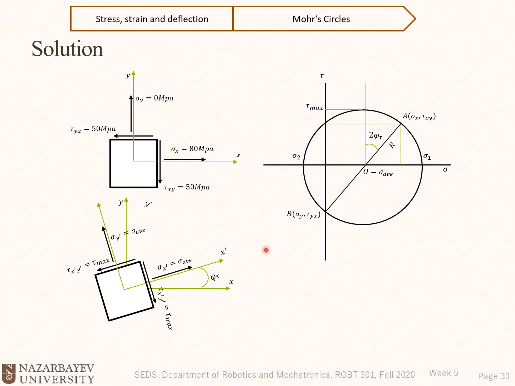I'm going to leave all the numerical calculations to you, to find sigma 1, sigma 2, tau max, phi sigma and phi tau. So do it yourself on a piece of paper. It's very good practice, and you will learn all the steps.